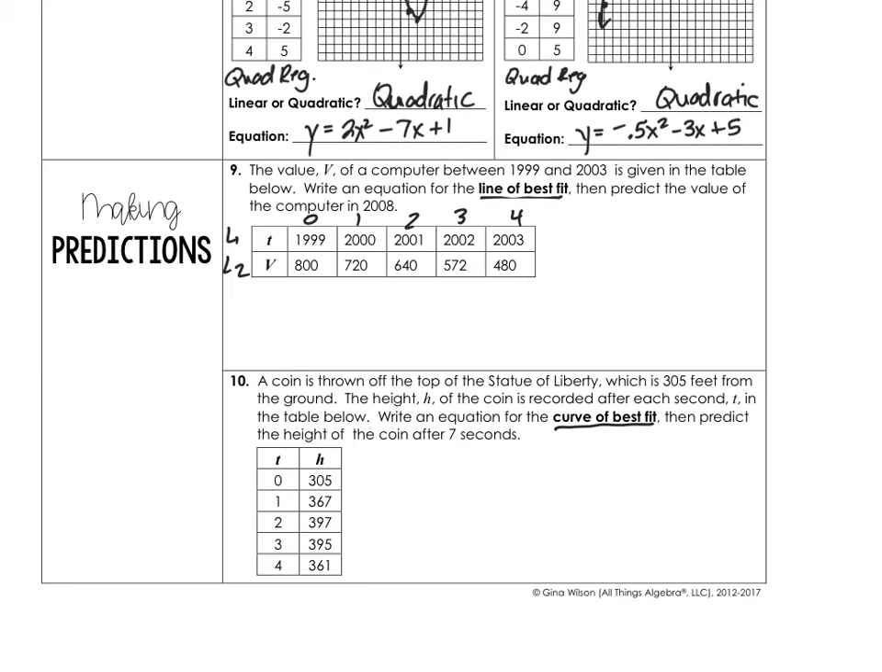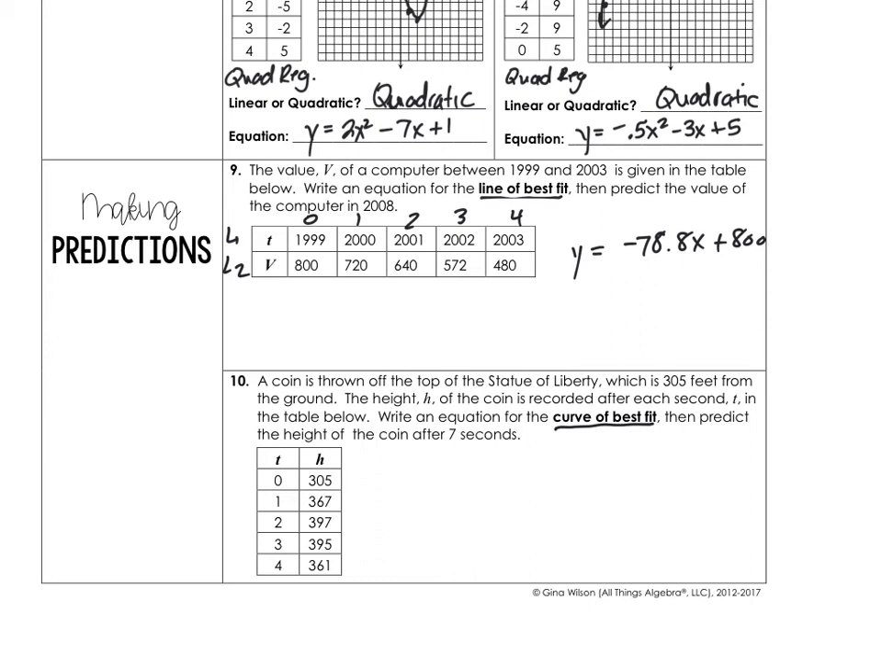So I'm going to go ahead and put these into my calculator: stat, edit, and then you can just type over your L1 and L2. 0, 1, 2, 3, 4. And my L2, 800, 720, 640, 572, and 480. Stat, calculate, linear regression. And I got y equals negative 78.8x plus 800.